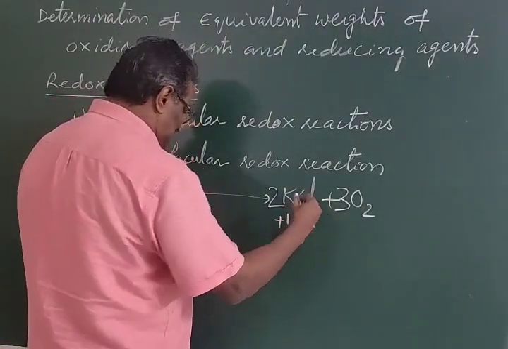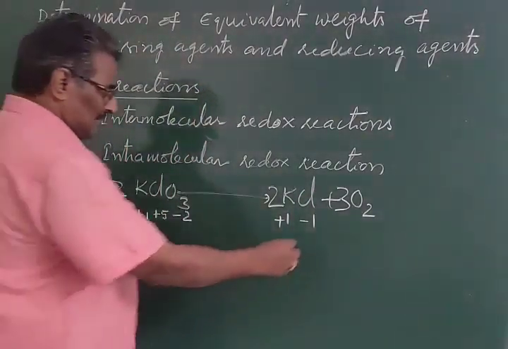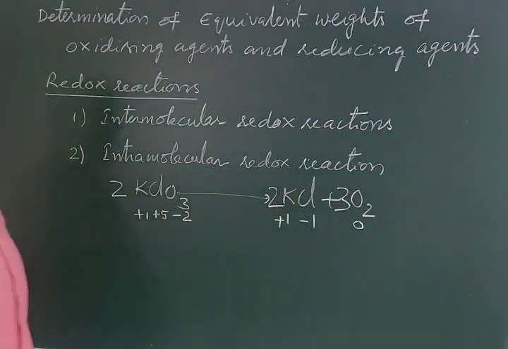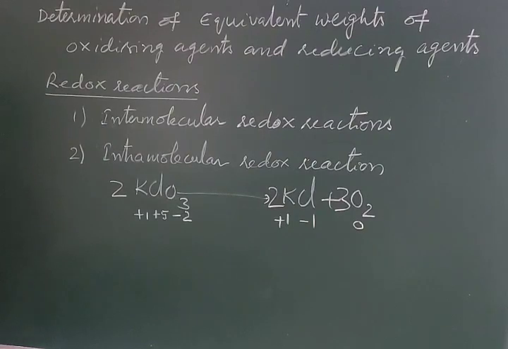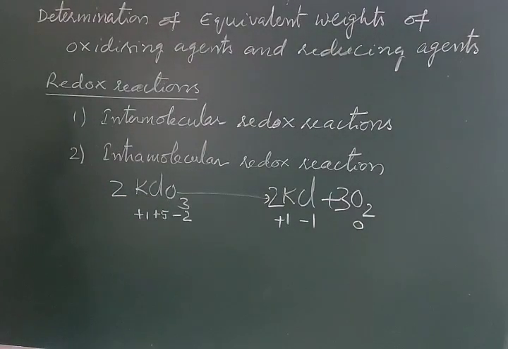The oxidation state of potassium in the product is +1. Oxidation state of chlorine is -1. Oxidation state of oxygen is 0, as oxygen is in the elemental state. Here the oxidation states of two elements are changing. Both the elements which undergo change in oxidation state belong to the same compound, potassium chlorate. They are not in different compounds.